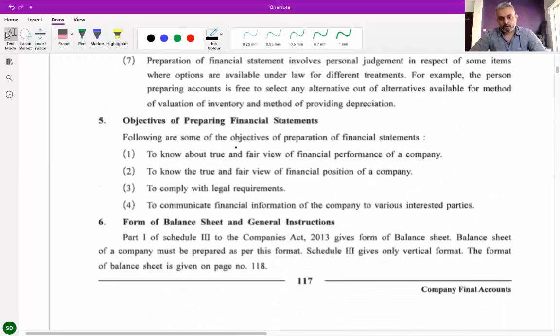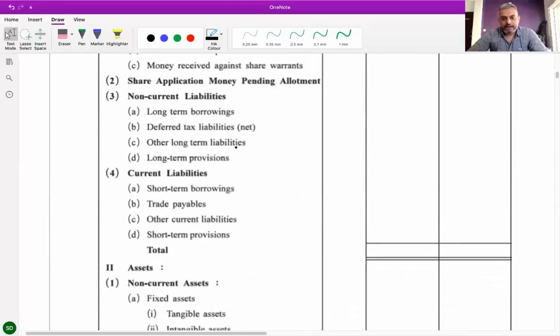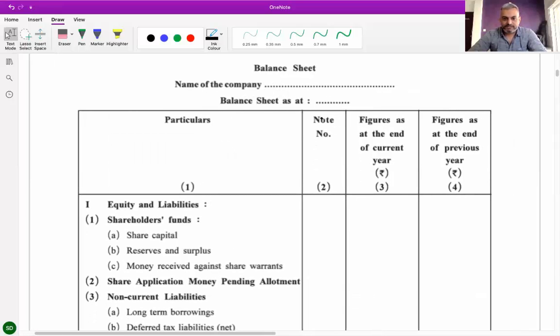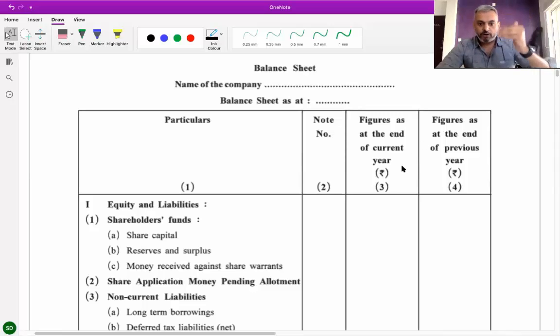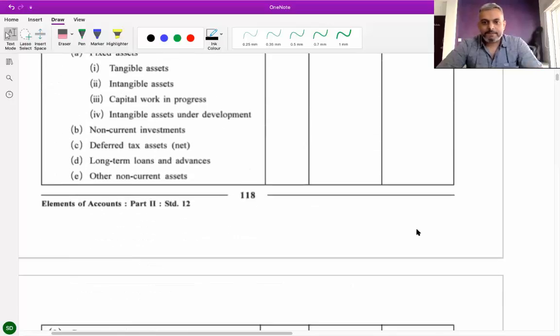So characteristics and all, you do on your own. Now, when you come to page 117 and page 118, you can see this format: balance sheet, name of the company, balance sheet as at, particulars, note number. The reason for the note number is that share capital may not be just equity. It can be equity, it can be preference, it can be different categories of equity shares or preference shares. So the note gives the details. Then note number, figures at the end of current year and previous year. So these 4 columns are there. This is the format prescribed by the Companies Act.